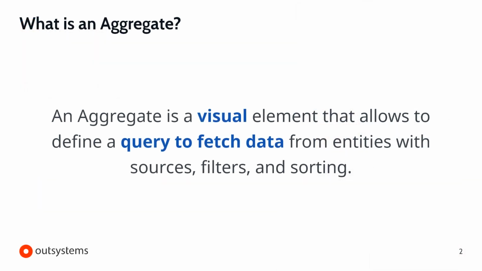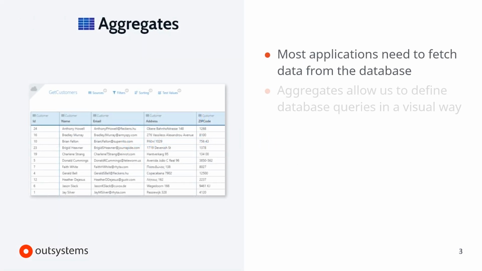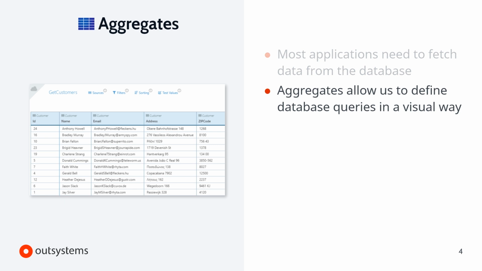An aggregate is a visual element of the OutSystems language that allows you to query data from entities. Within an aggregate, you can define the source entities, filter data according to some criteria, or sort the data as needed. Most applications need to fetch data from the database. Aggregates allow us to create that type of query in a visual way.